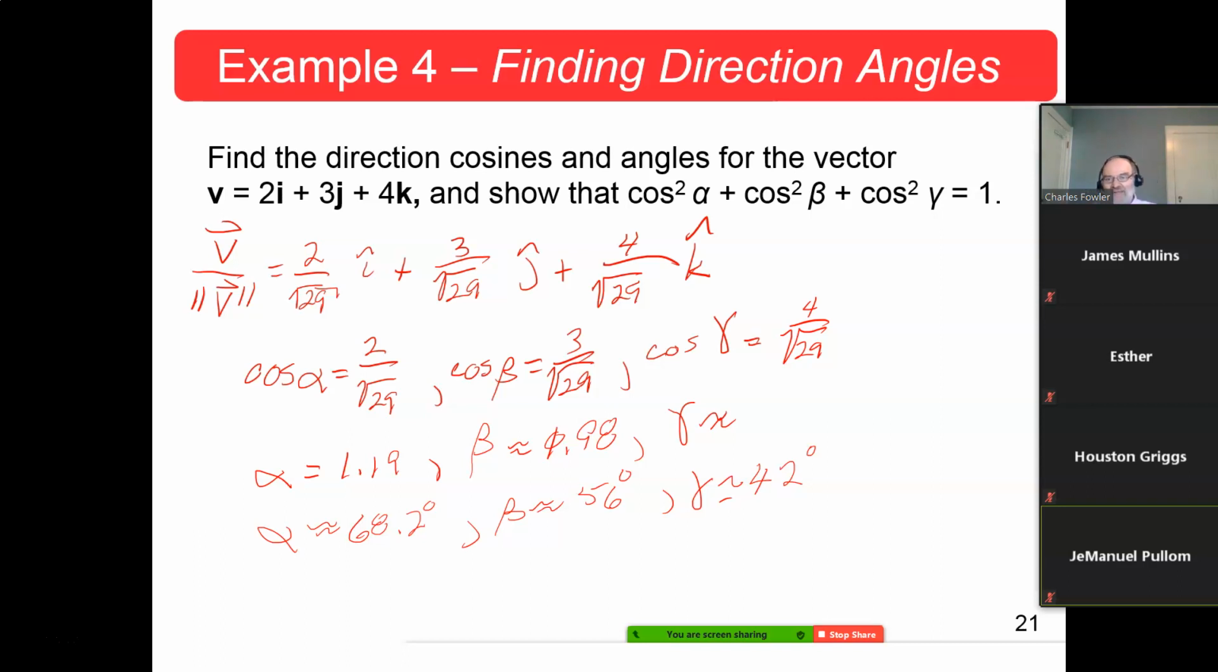It just seems a little nuts too, because this is cosine. You square it, you get 4 over 29. You square that and you get 9 over 29. You square this and you get 16 over 29. And 16 plus 4 is 20 plus 9 is 29 over 29, and that's 1. So that seemed almost a crazy thing to ask you to do, but maybe they wanted you to plug these numbers in and do the cosine of this squared plus the cosine of that squared plus the cosine of that squared, and see what it came out with. And I bet you'd have gotten very, very close to 1.